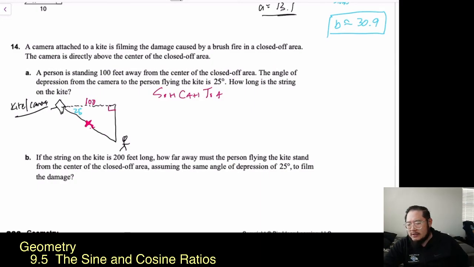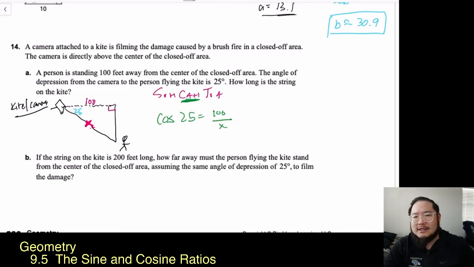Well, how am I going to use sine, cosine, or tangent to find x? Well, if I look right here, I've got adjacent and hypotenuse. Right? 100 would be adjacent to 25. X would be the hypotenuse. So that means that I better be using cosine. So let's go ahead and set this up. We have cosine of the angle, which is 25 degrees, is equal to adjacent. And hopefully right here, you got the adjacent down as 100. Hypotenuse is x. All right? Not the other way around. The x is not the adjacent side. It's opposite of the 90-degree angle.